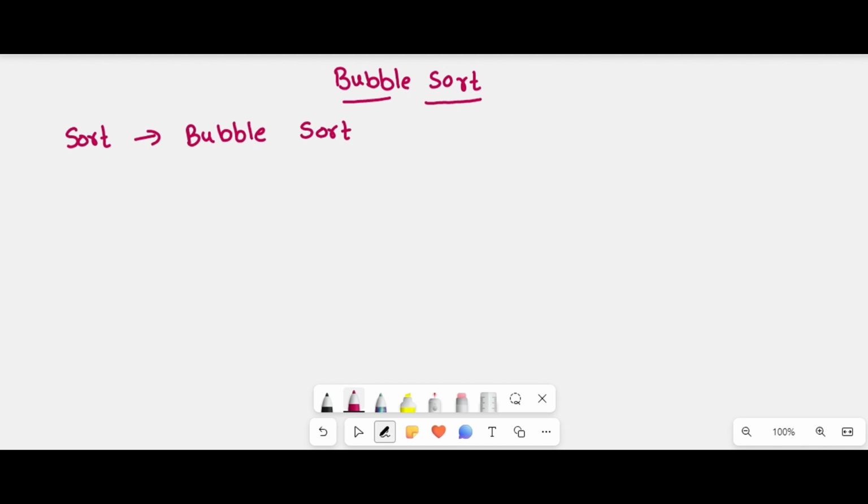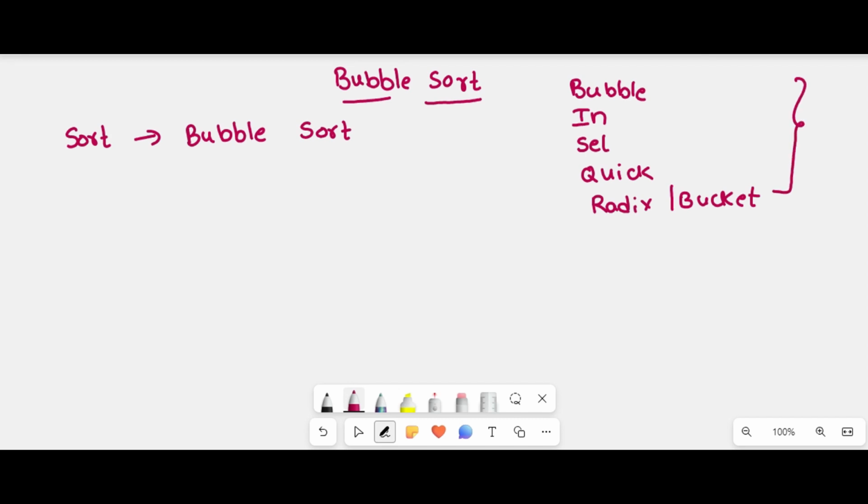Why the name bubble sort? In the previous video we saw the list of internal sorting techniques like bubble sort, insertion sort, selection sort, quick sort, radix or bucket sort. Like that we have a number of internal sorting techniques. So now, why the name bubble sort? For example, take a bucket.